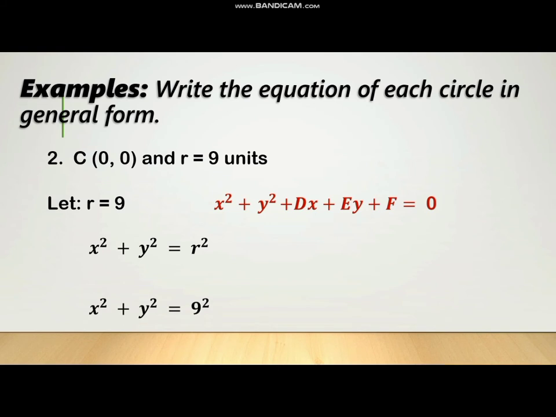So, we have x squared plus y squared equals 9 squared. And we know that 9 squared is equal to 81. To make it equal to 0, ita-transpose lang yung 81. So, ang final answer ay x squared plus y squared minus 81 is equal to 0.